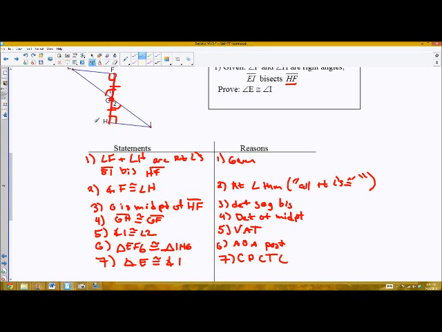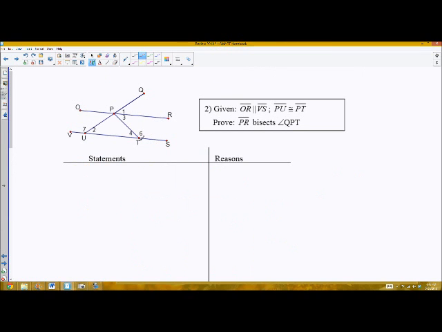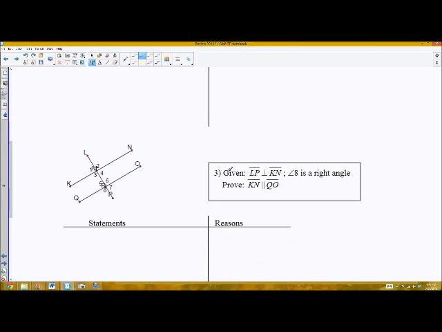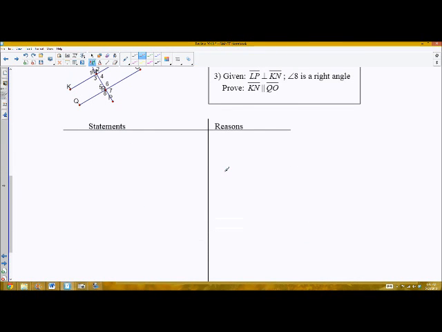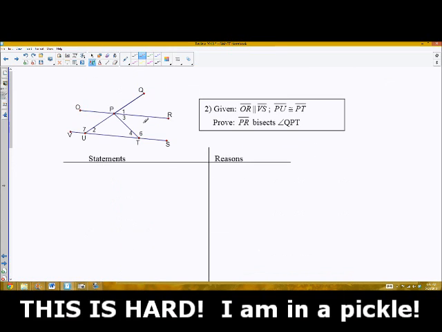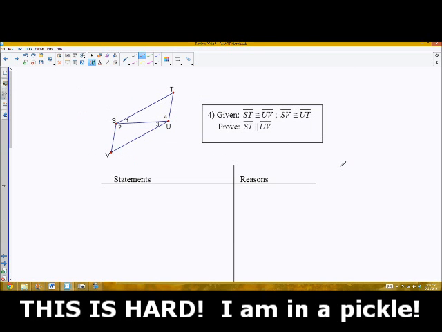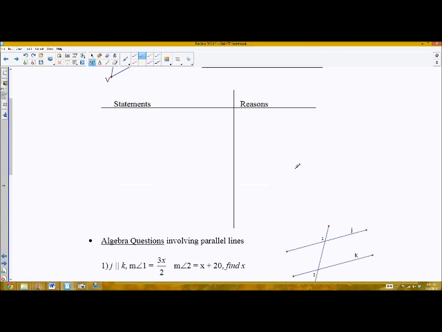Okay. So with that in mind, I'd like you to try this proof on your own, followed by this one. We will go over both of these in class tomorrow. This is hard. I am in a pickle. And this one, try this one as well, number 4.